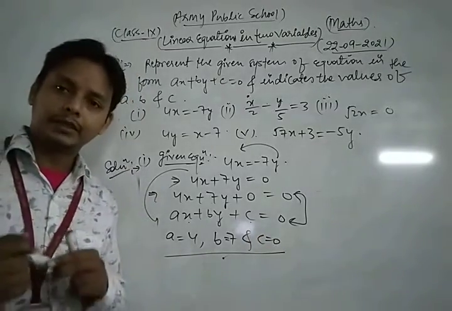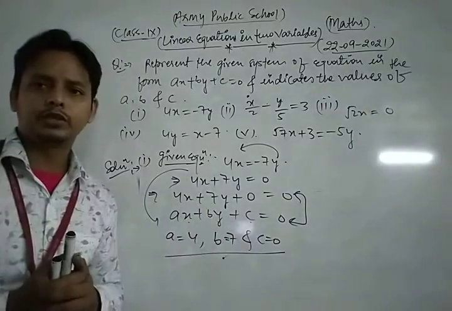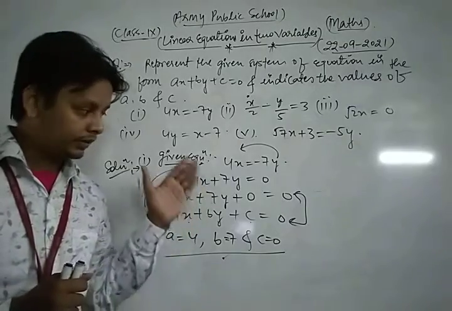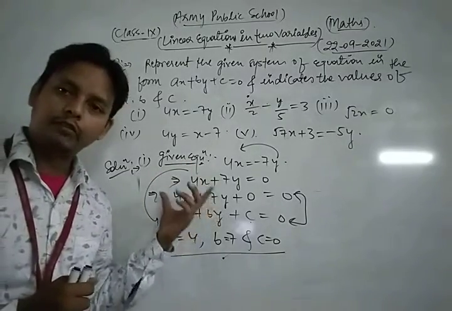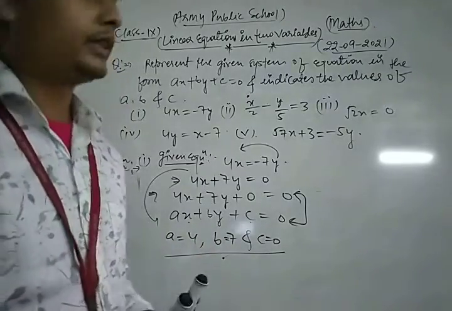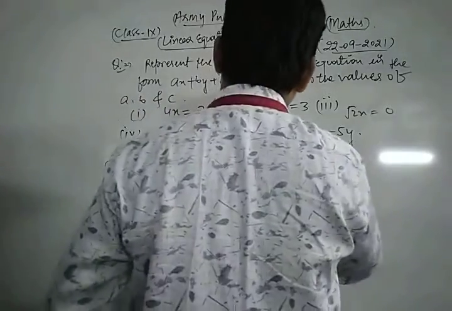Dear friends, this is the method to represent any system of equations in the form ax plus by plus c is equal to 0, and after that you indicate the values of a, b and c in this way. Now we take and solve the next part of this question. Let's see.